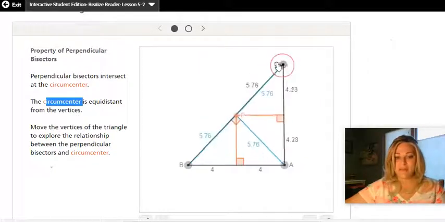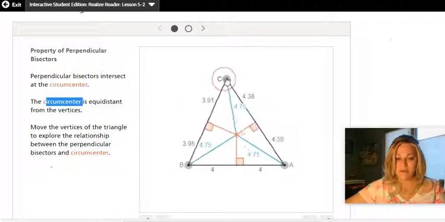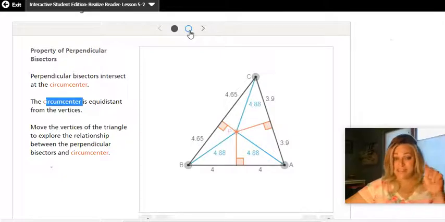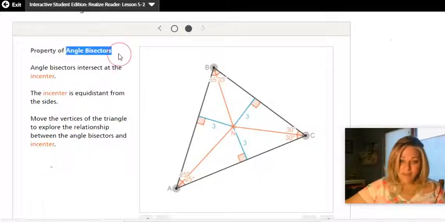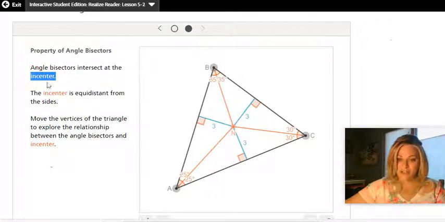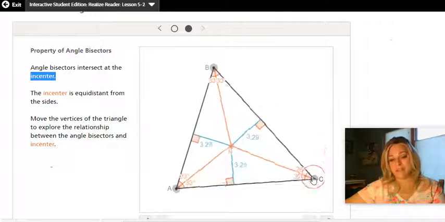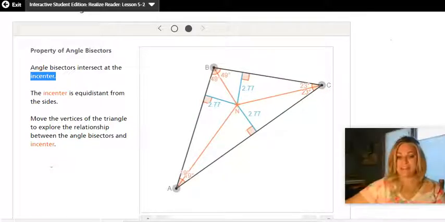You can manipulate this and mess with it, but the bottom line is, it's kind of cool that each of these orange perpendicular bisectors creates equal distances to each vertex. And then the other is the angle bisectors. Again, I would recommend you write these down. Angle bisectors create the incenter, the point on the inside that creates an inscribed circle. It's called the incenter, and it's equidistant from each of the sides. Again, feel free to manipulate these. Notice each of the angles is bisected. I hope this helps.